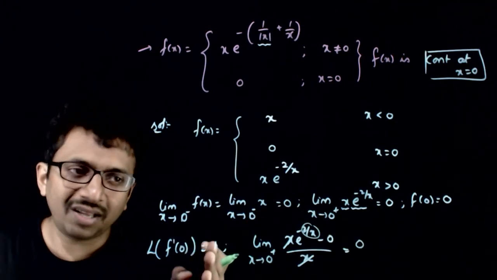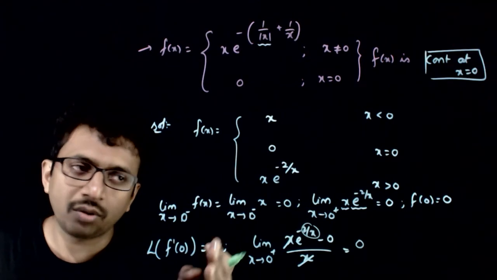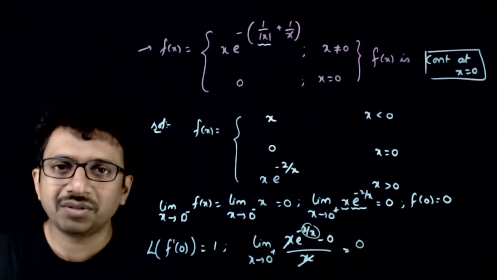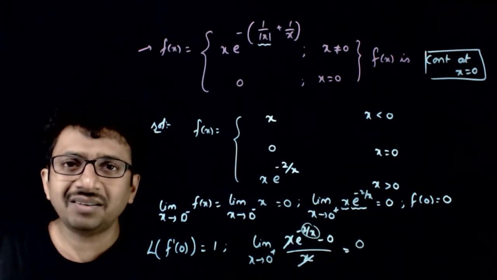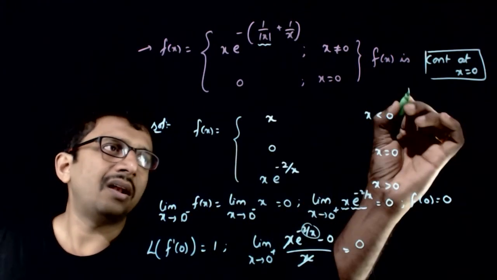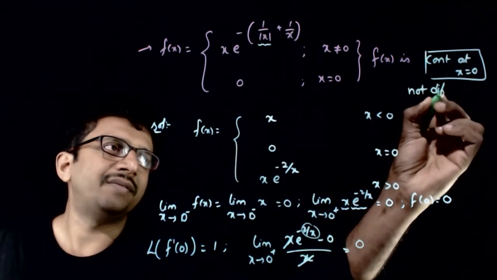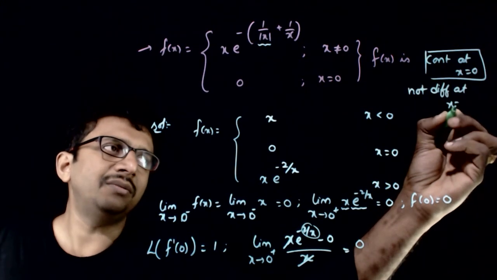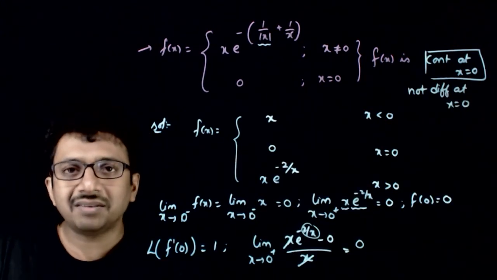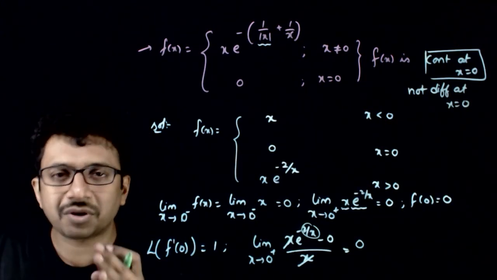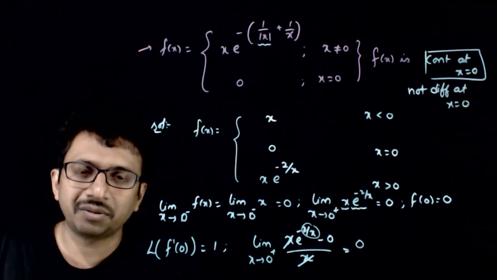So the left differentiation is equal to 1, and the right differentiation is equal to 0. Hence we say that this function is not differentiable at x is equal to 0. That means this function is continuous but not differentiable at x is equal to 0. Thank you.